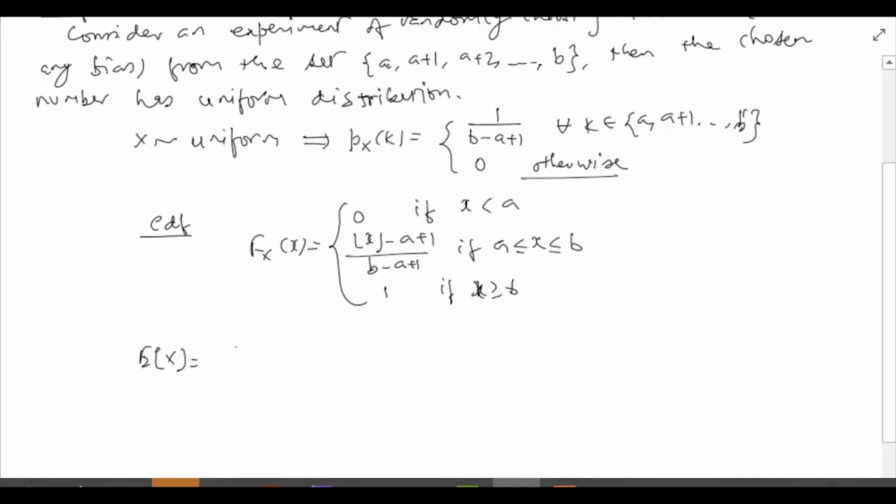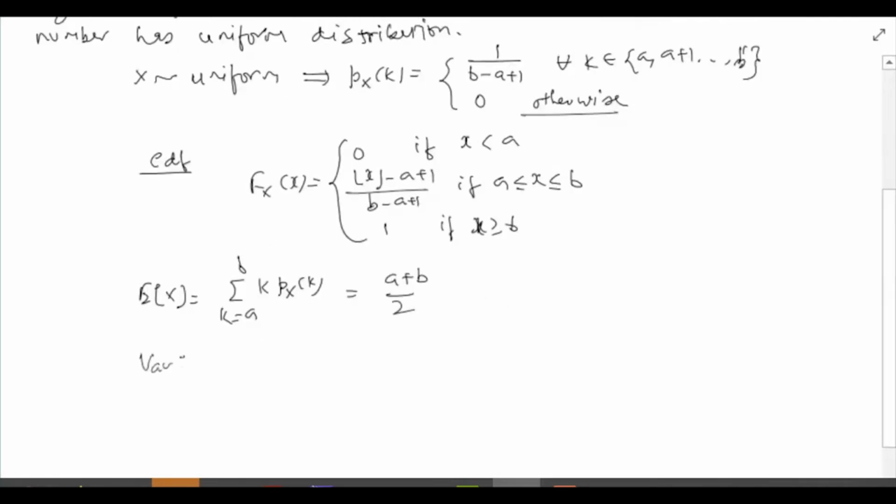Next, we can see that the mean of the uniform random variable can be computed using the formula that we had seen earlier. So it will be the sum of k times P_X(k), k ranging from A to B, and it turns out to be A plus B by 2. Moreover, the variance of X turns out to be equal to B minus A plus 1 whole square minus 1 divided by 12.